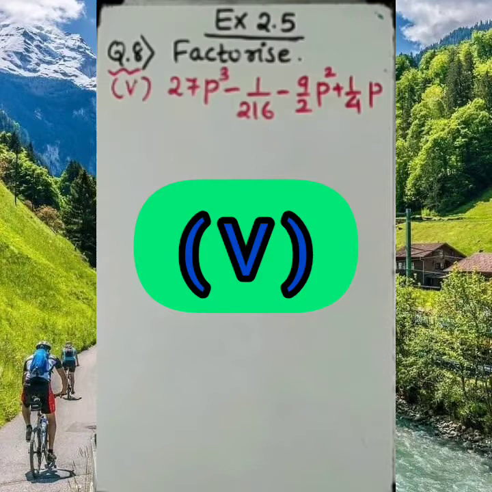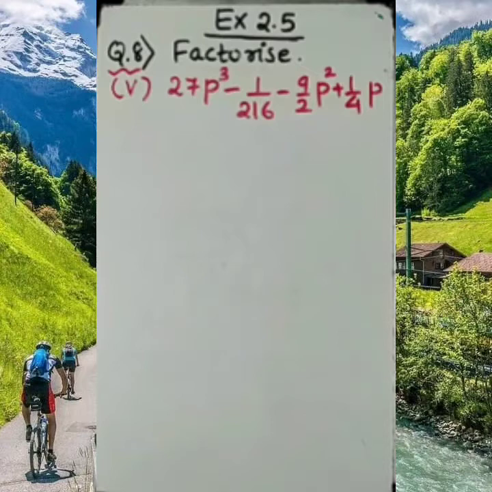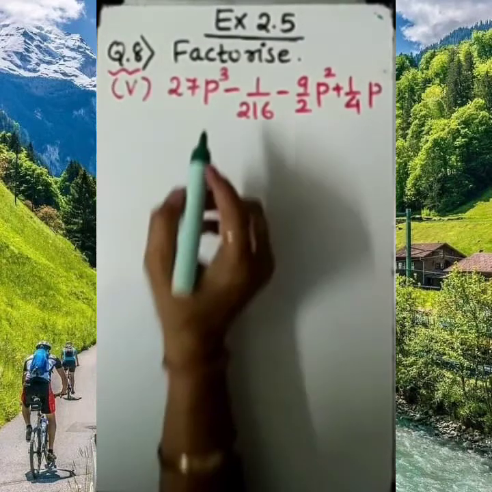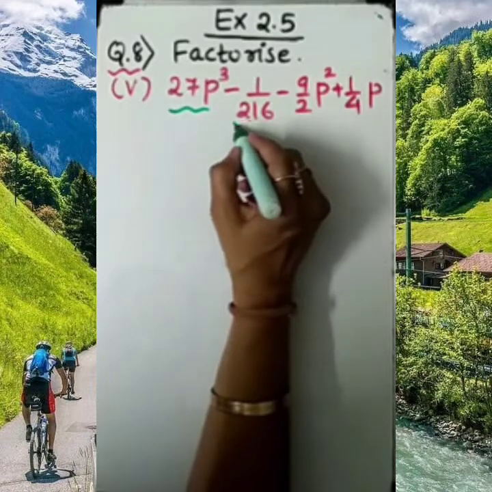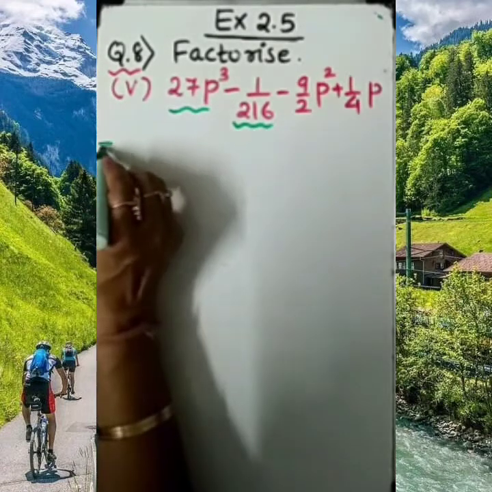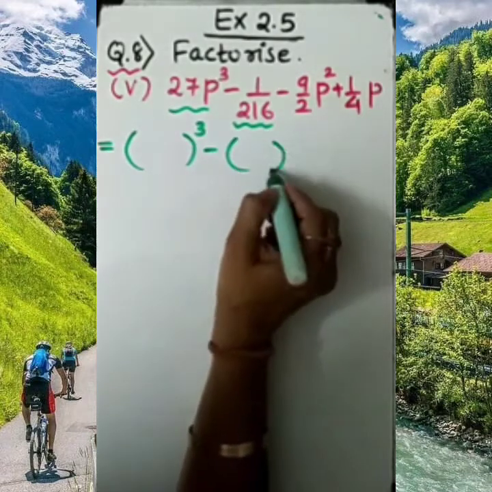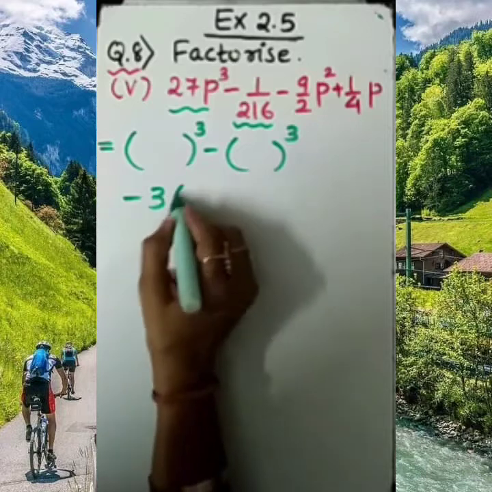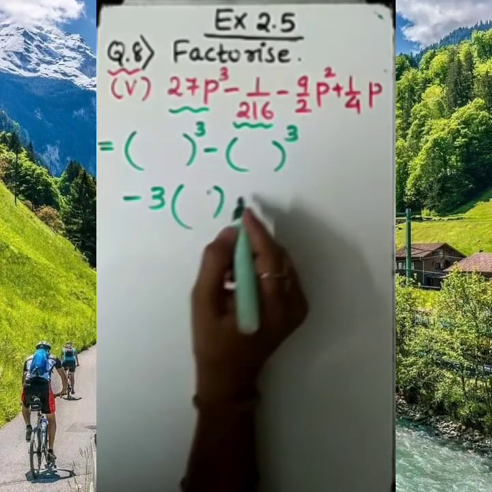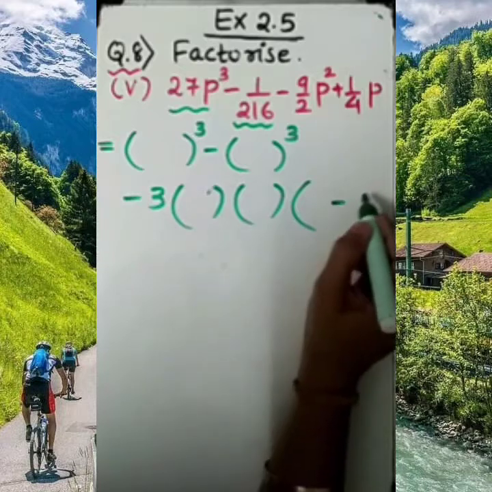So now in front of you, question number 8, the fifth part. I'm reading the question for you: 27p cube minus 1 upon 216 minus 9 by 2 p square plus 1 by 4 p. This is the question. Now how to solve? Very simple, very easy. Think about the cubic part. Now you must have the idea about the identity. Here it is minus, so we know a cube minus b cube minus 3ab(a minus b). Here we know a, this is b, and a minus b.